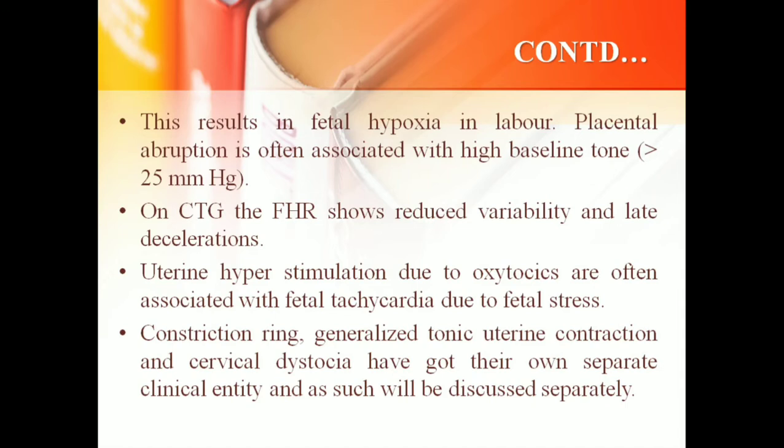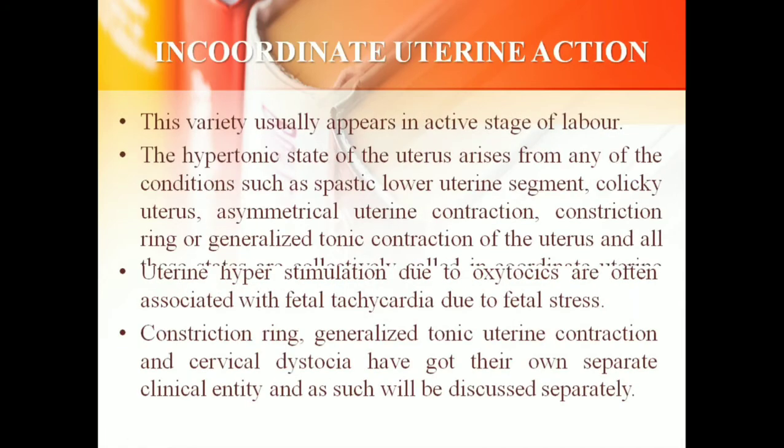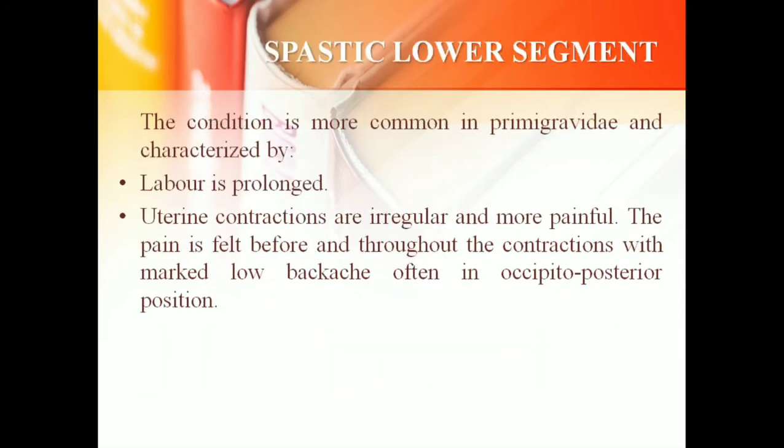During the labor period, we often give oxytocin to the mother. That can cause uterine hyperstimulation due to oxytocin, and if uterine hyperstimulation takes place, fetal distress will occur. Then we also have fetal tachycardia. Uterine hyperstimulation due to oxytocin is often associated with fetal tachycardia due to fetal stress. So this was about incoordinate uterine action. Under this we'll study some conditions.